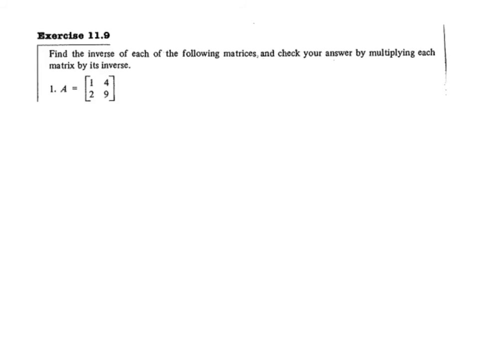Okay, and then the last one that you've got to do is find the inverse of each of the following matrices and check your answer by multiplying each matrix by its inverse. So let's do that. These will be a little bit bigger. So first we need the determinant. So what will that be? It'll be 1 times 9 minus 4 times 2. So what's that? 9 minus 8, which is 1.